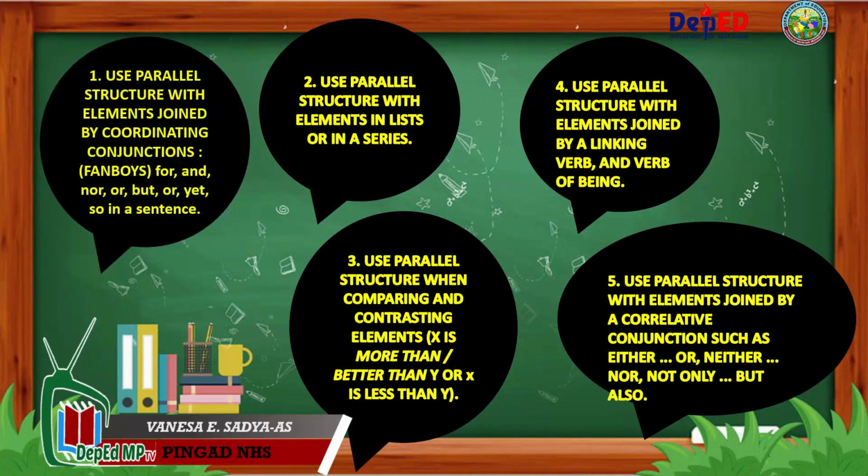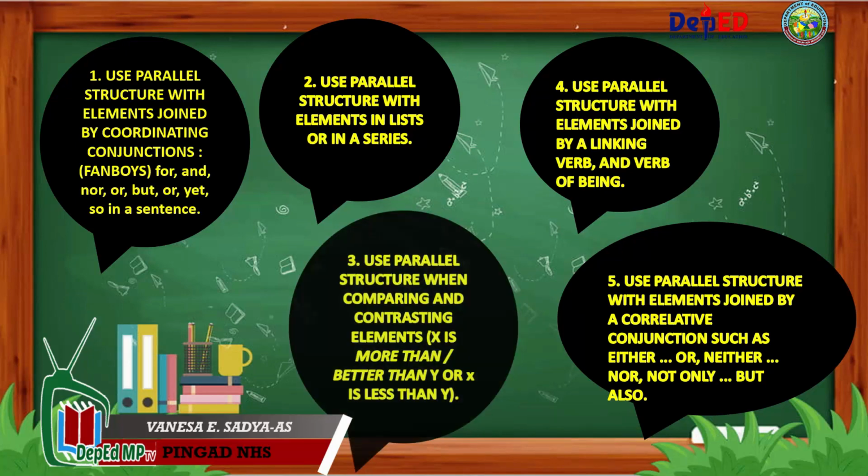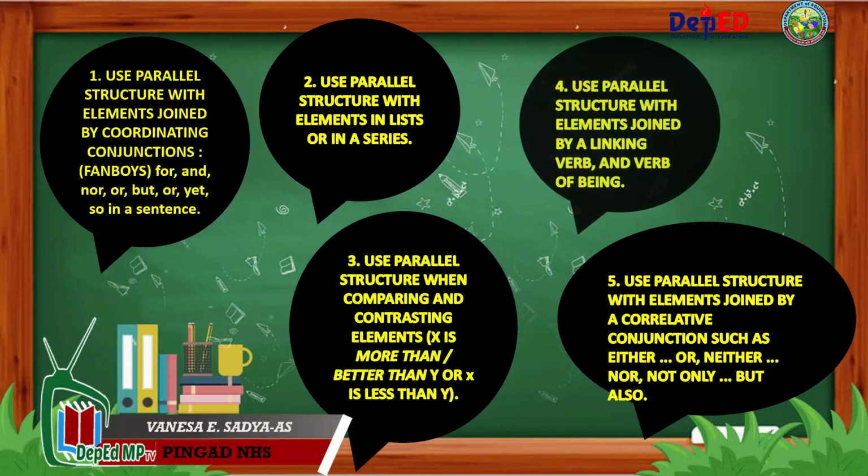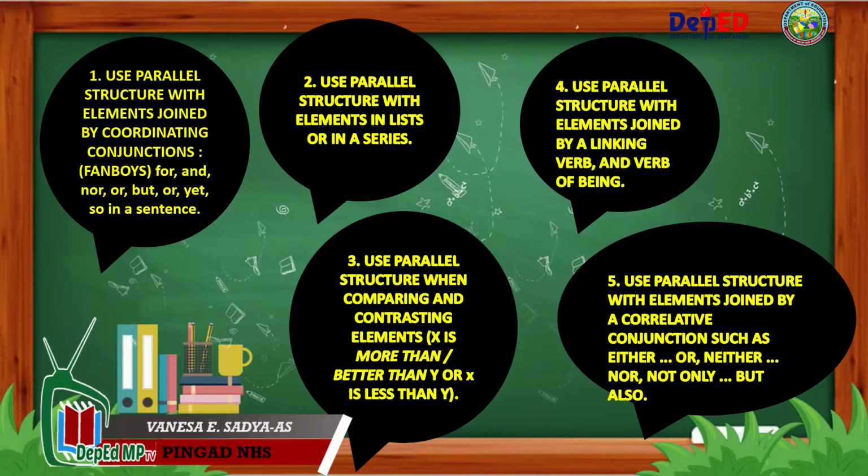Use parallel structure with elements joined by coordinating conjunctions. Number 2. Use parallel structure with elements in lists or in a series. Number 3. Use parallel structure when comparing and contrasting elements. Number 4. Use parallel structure with elements joined by a linking verb and a verb of being. And number 5, use parallel structure with elements joined by a correlative conjunction, such as either, or, neither, nor, not only, but also. So what are these 5 rules?